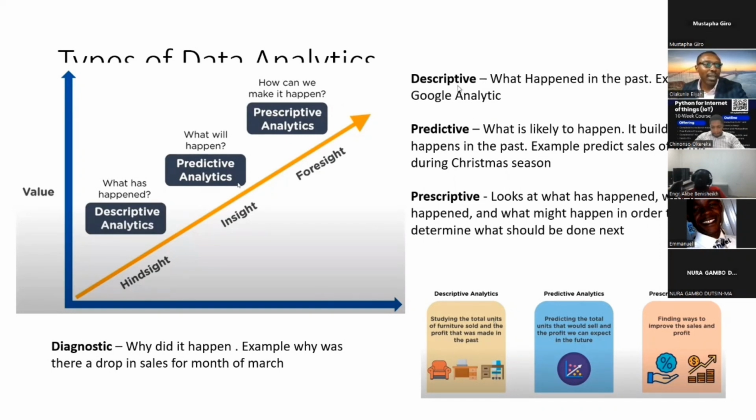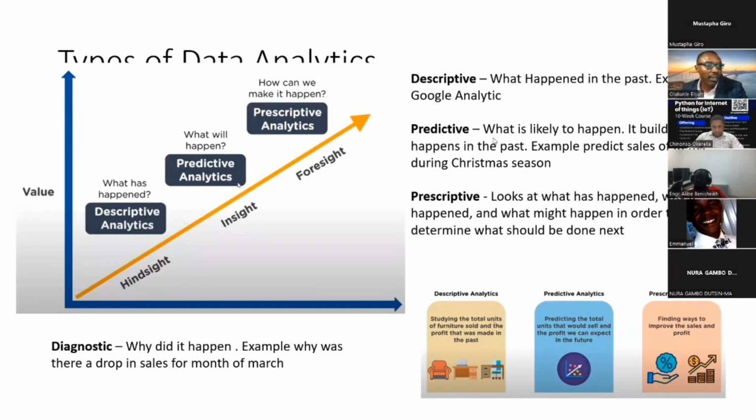For descriptive analytics, you are looking at what happened in the past. You don't have to do anything with the data. You just want to analyze what happened in the past. An example is Google Analytics. It shows you how many people have visited your website or your page, and how many people have engaged with your page. So it just shows you a summary of what has happened in the past.